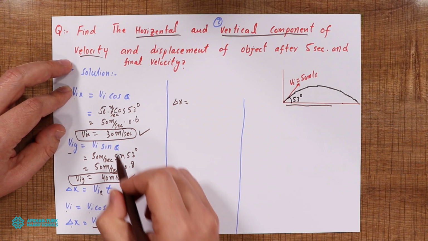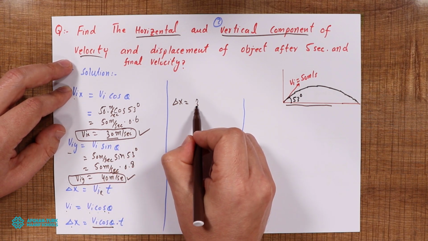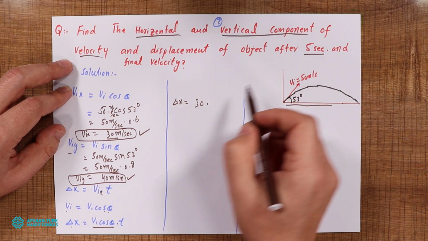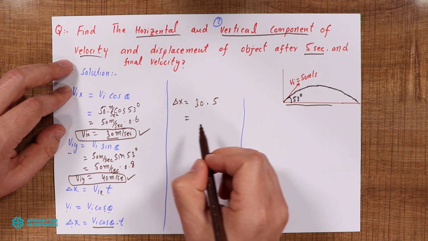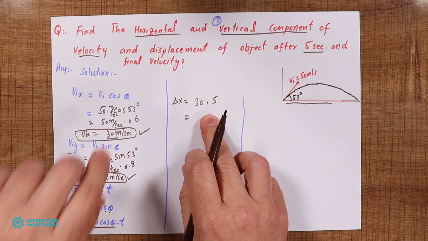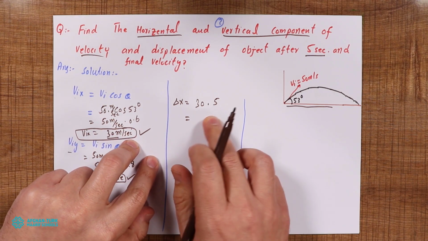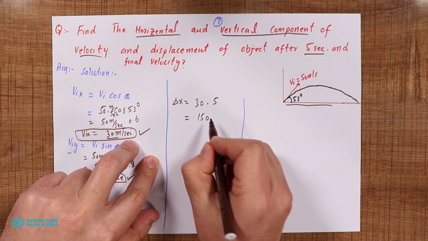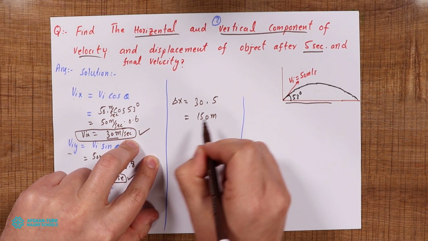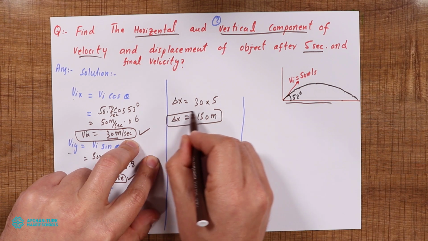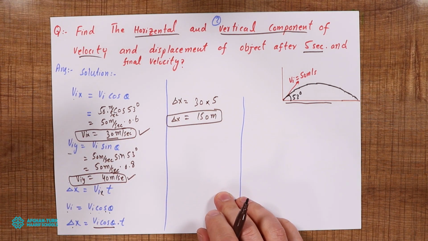Now this part we already proved, this is equal to 30, multiplied by the time, which is given here as 5. So 30 multiplied by 5 is equal to 150 meter. If we multiply these two, this is the displacement.